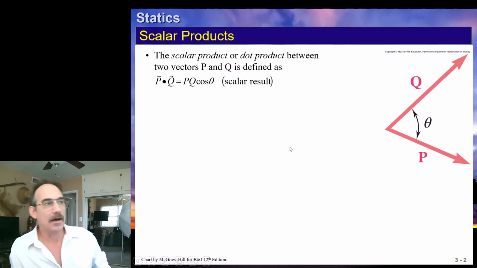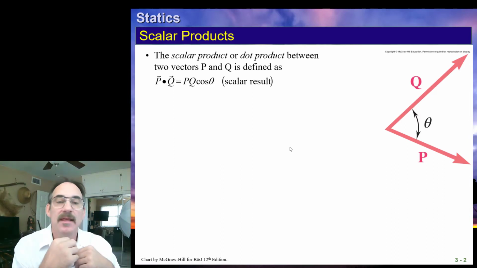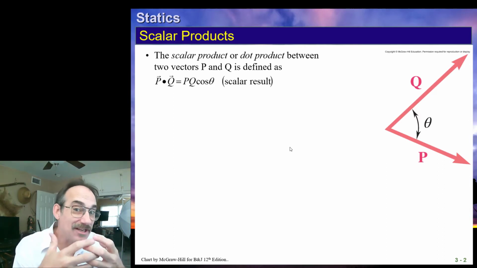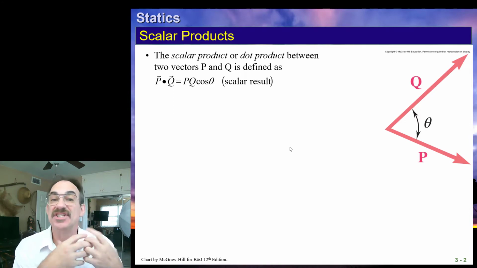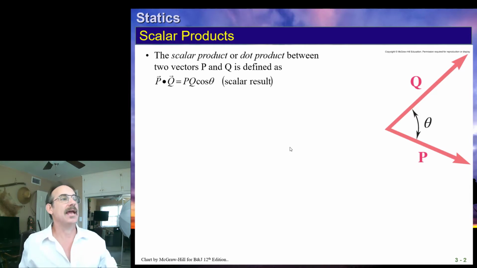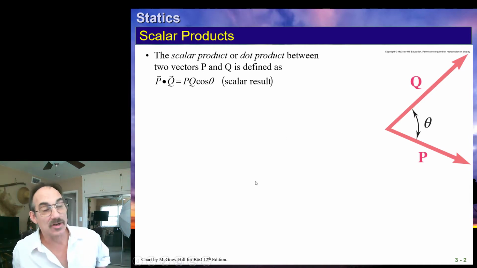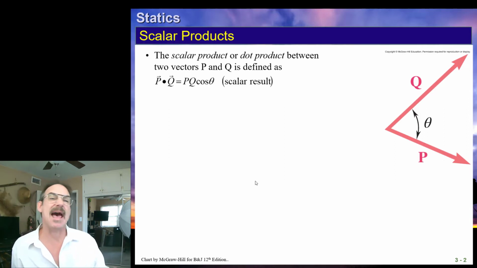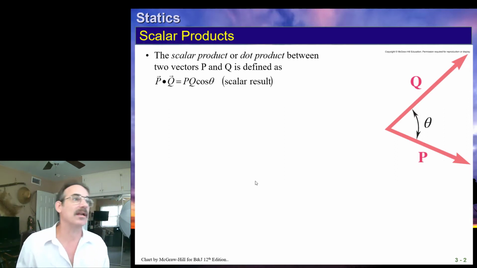So we're going to start out by defining this. It's called a scalar product because we're dealing with vectors, but we're going to end up with a scalar result from the vector operation. Okay? It's called the scalar product or the dot product, most commonly the dot product. In math, you'll hear it called the scalar product more frequently.